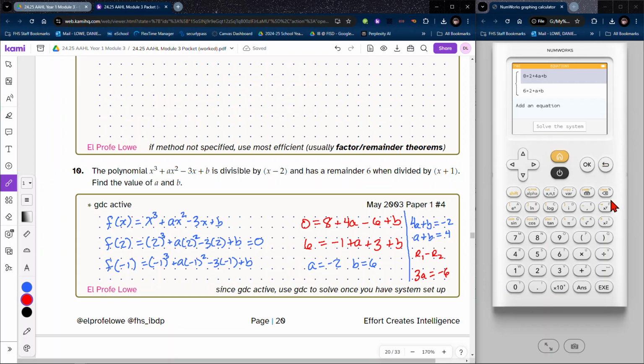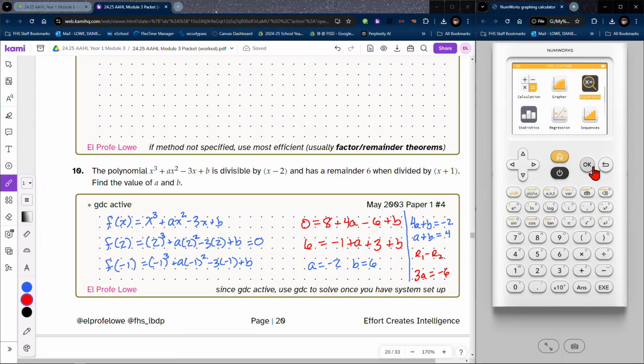But it's nice to see that we can use our calculator, using the equation solver, typing in our equations, and we can solve to get our solution in a fairly efficient manner. It's important that we know how to do the work without a calculator, but also knowing how to use technology is important for our courses in mathematics.